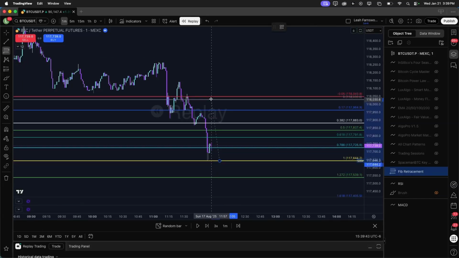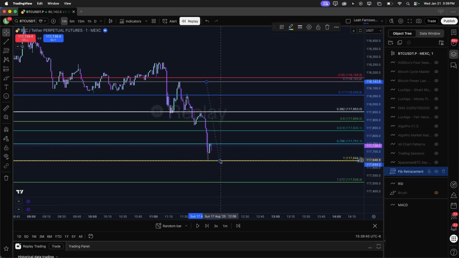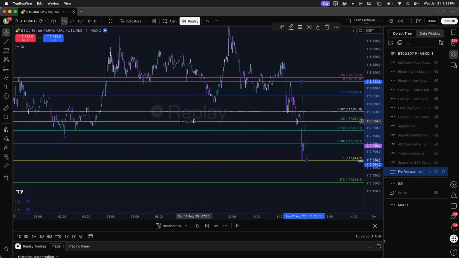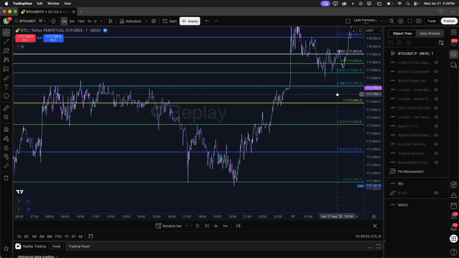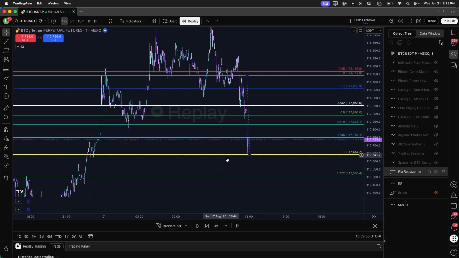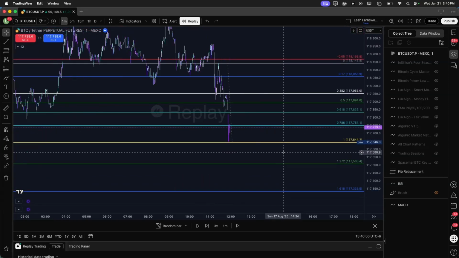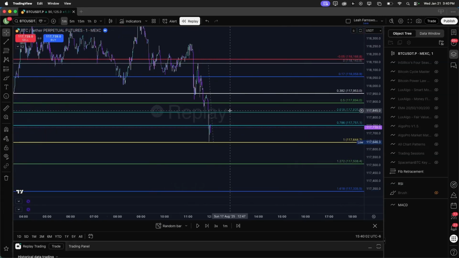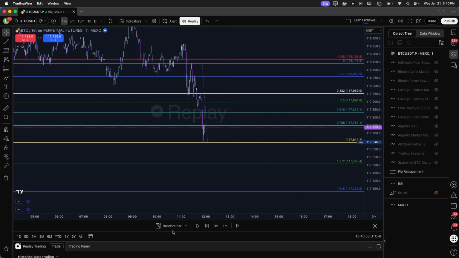So let's try this. Swing low to swing high. Got some resistance here. Where are we hitting? Ooh, a lot of resistance around this area. We'll see if this one works out or not. I'm not going to look at anything else. So we'll put in our sell order at 0.618 here.